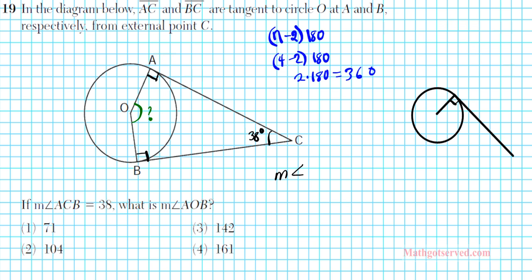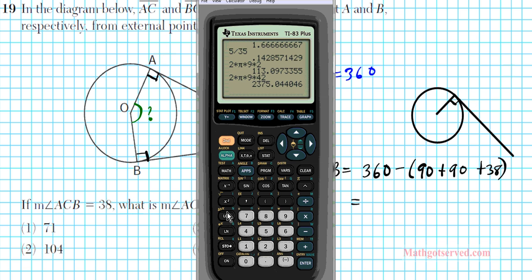So let's go ahead and do that. The measure of angle AOB is equal to the sum of all the interior angles of the quadrilateral, which is 360, minus the sum of what we know, which is 90 plus 90. These two 90s are because the radius is touching the tangent line, and that forms a 90-degree angle, plus the 38 that we were provided with in the problem. So we'll just simply calculate what the value is. Let's go ahead and use our calculators to do this. So we have 360 minus 90 plus 90 plus 38.